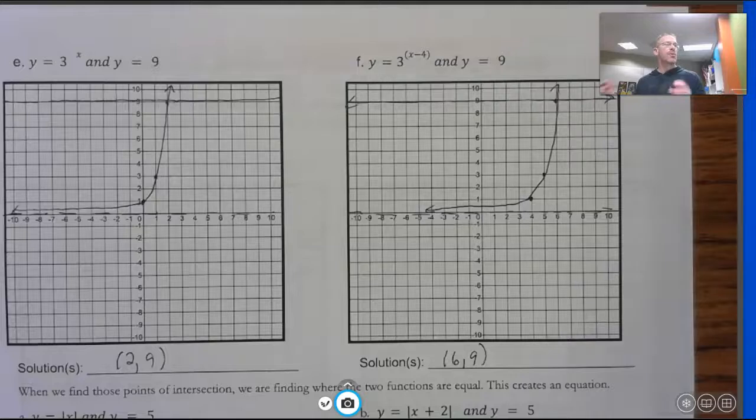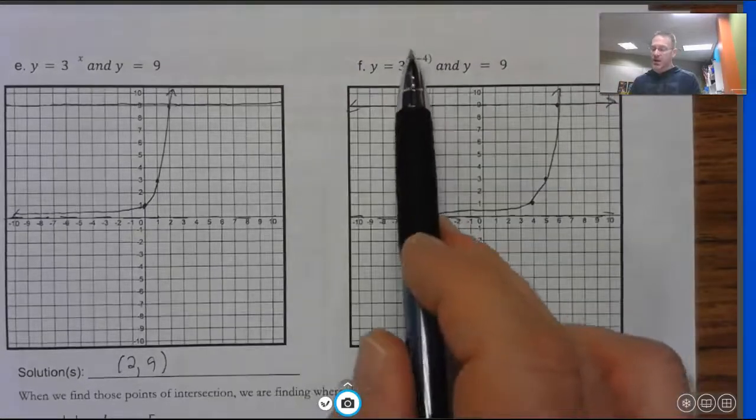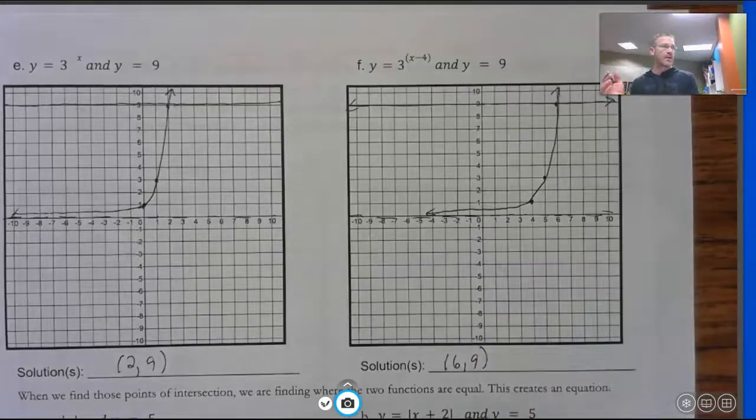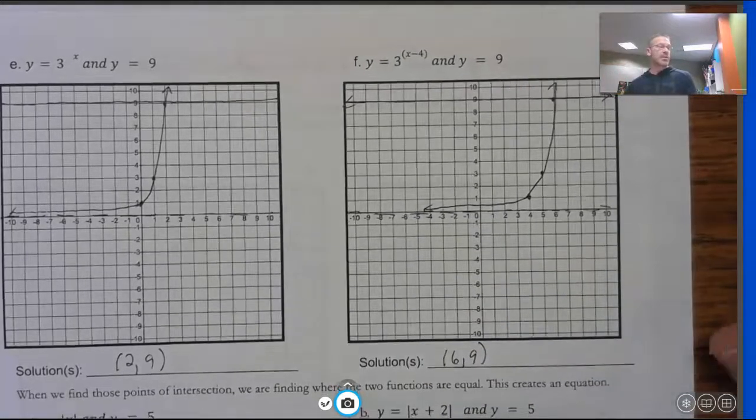So once again, we're still getting these points of intersection, and when we have something else in here besides x, it's just moving it right or left most of the time. Okay. Now let's talk about how that translates to solving.